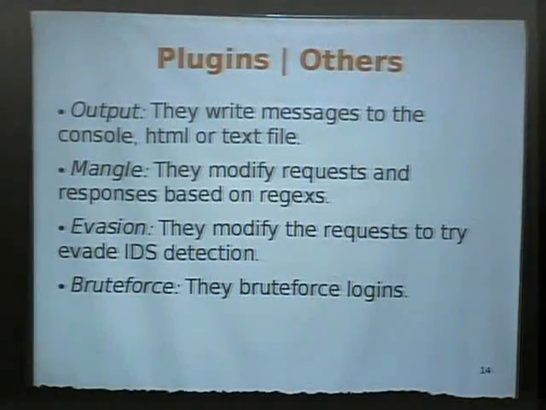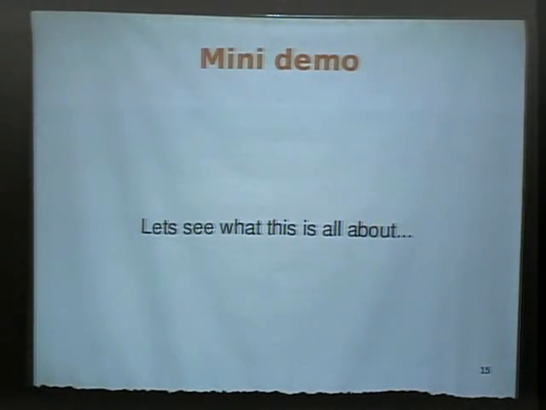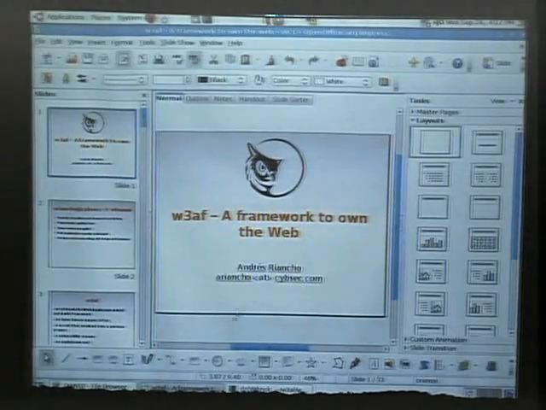Mangle is for doing some strange stuff with regular expressions. When something matches the regular expression, it's changed to another thing. Evasion is for IDS and IPS evasion. And brute force, I already told you. So, small demo of this.